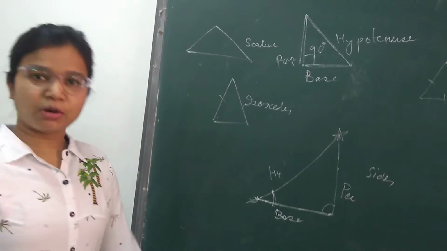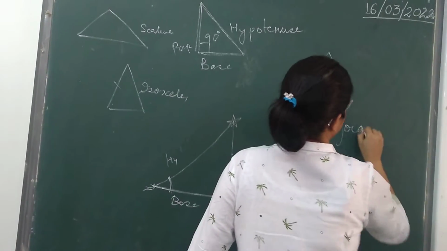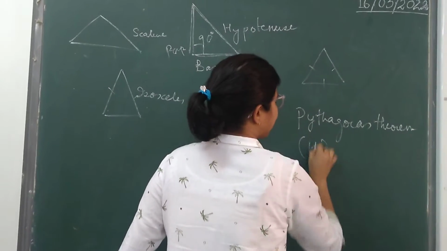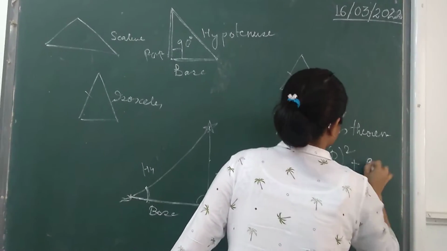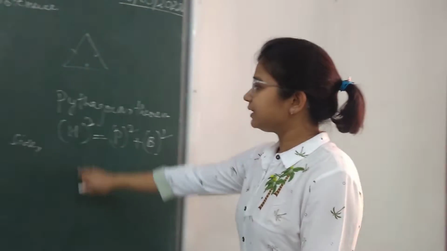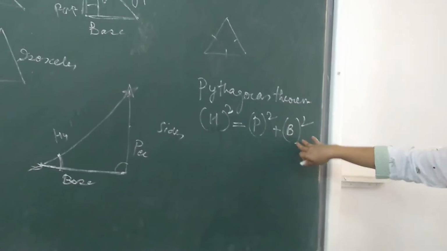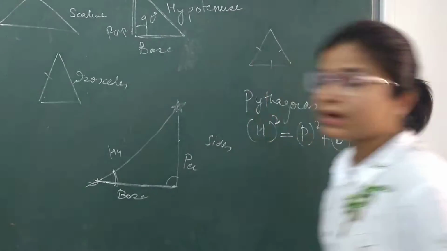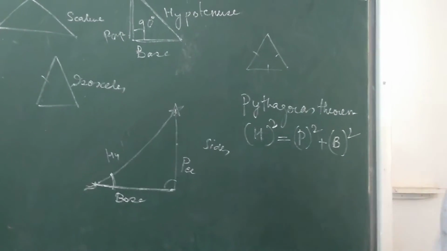We have a very famous formula which is known as the Pythagoras theorem. The Pythagoras theorem says that the square of the hypotenuse is equal to the square of the perpendicular plus the base square. This is a very famous formula. We can also define it as the square of the hypotenuse is equal to the sum of the squares of the adjacent sides. Why do we say so?